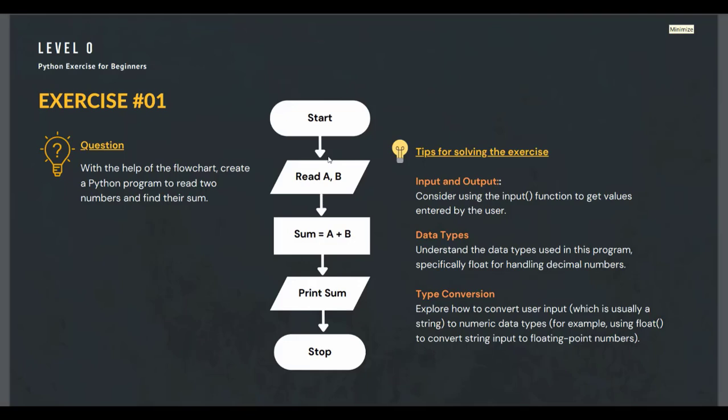The flowchart will help us follow the flow of the program, how the program must be built and created. That's why we have a flowchart, and we have some tips that can help us use some Python features to solve this exercise. So without talking too much, let's jump into our VS Code so that we can start solving our first exercise.